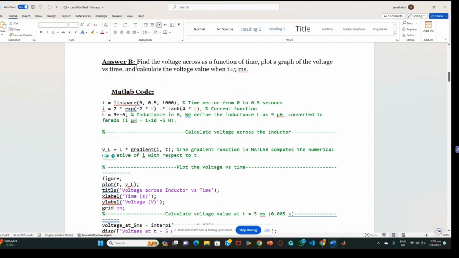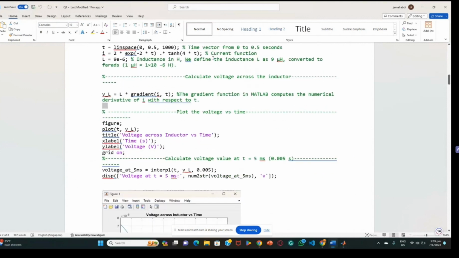question B. Find the voltage across the inductor as a function of time, plot a graph of the voltage against time, and calculate the voltage value when t is 5 milliseconds. So this is the MATLAB code that I used, and this is the time vector, and this is the current function, and this is the inductance. This is calculating the voltage, and this is plotting the graph.